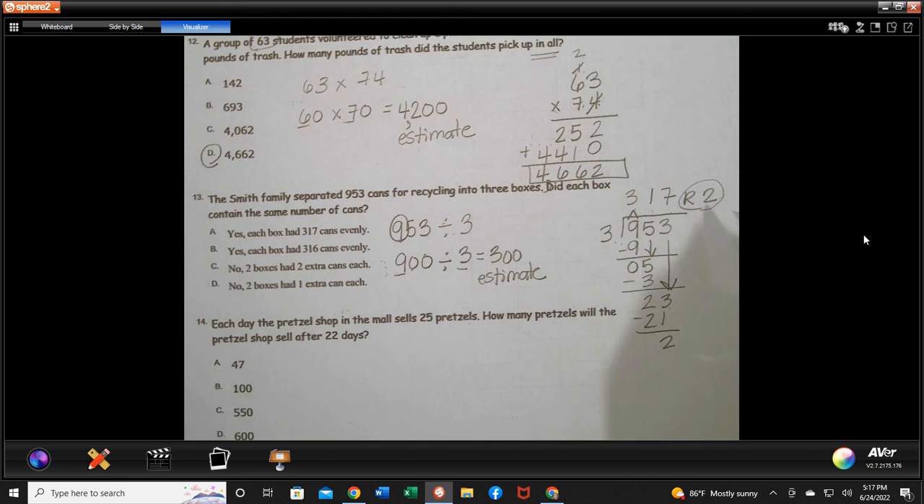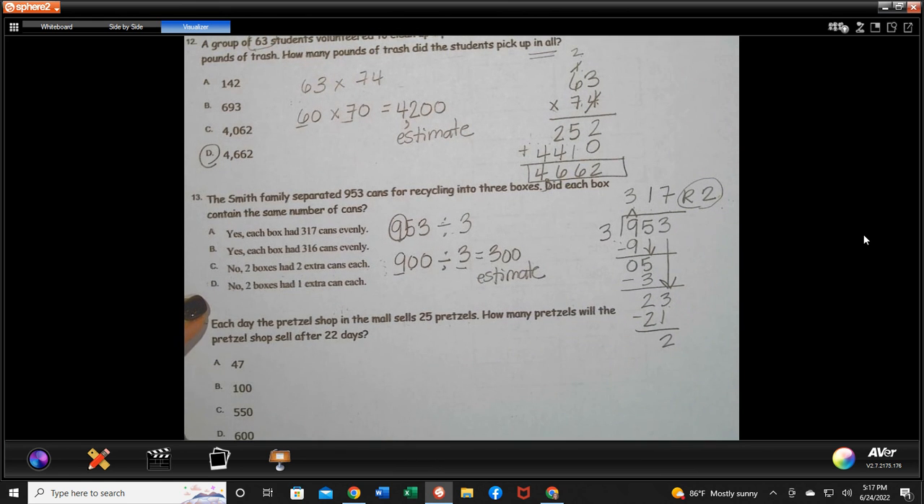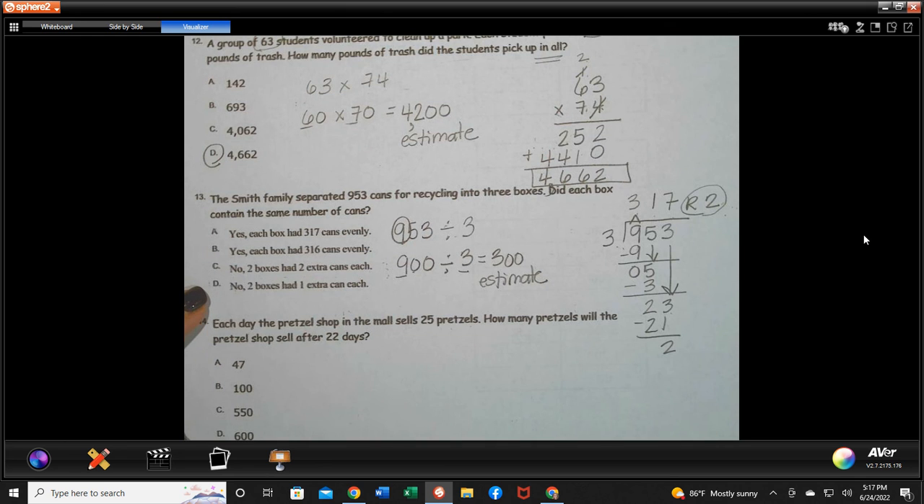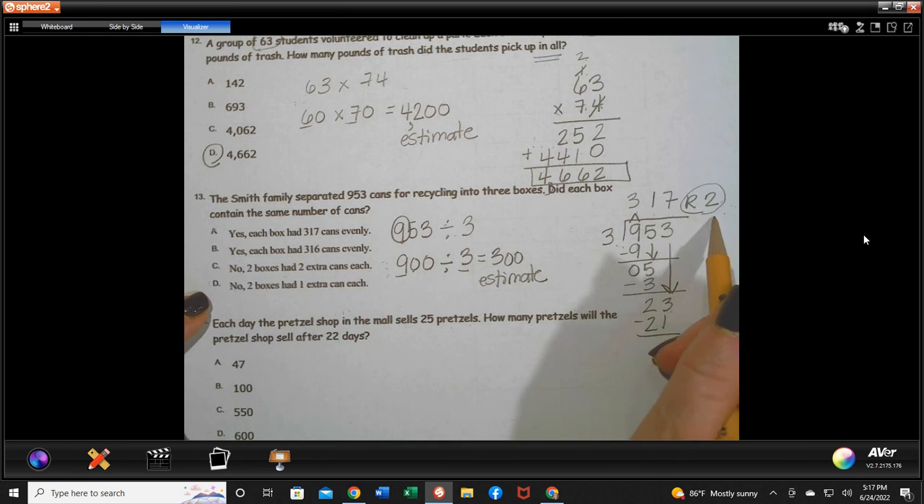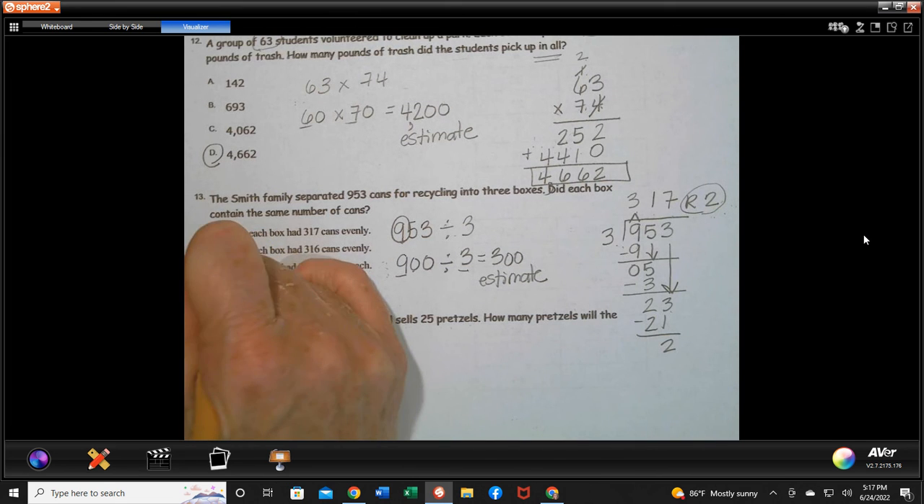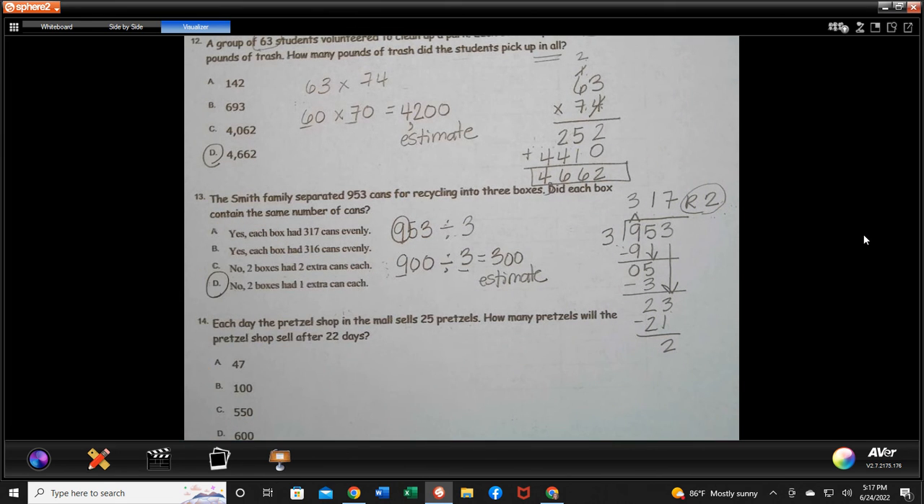All right. And if there are 2 left over, then what that means is it's not C. 2 boxes had 2 extra cans each, that would be 4 left over. It has to be that 2 boxes would have 1 extra can each. That would account for these 2 that were left over. Okay, so the answer is D.